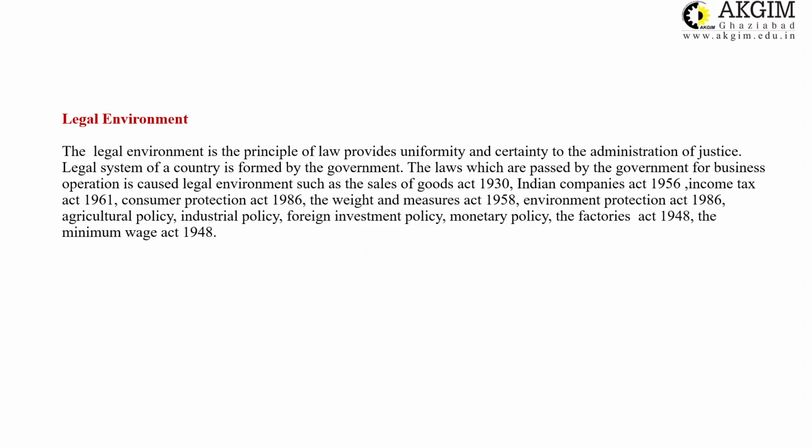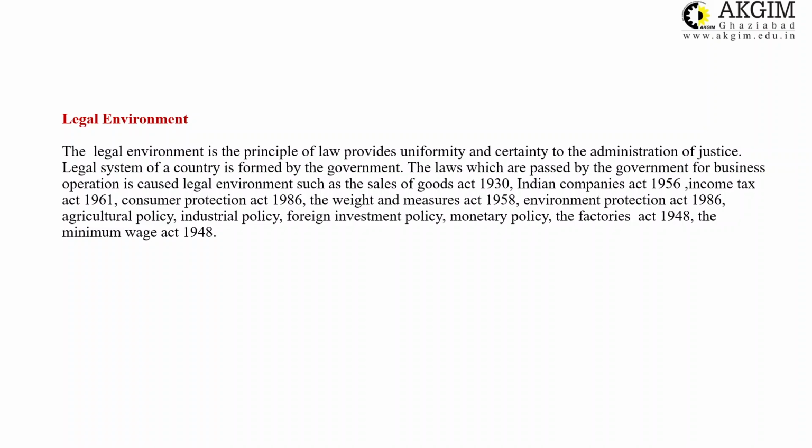For example, there are various laws which are passed by the government for business operations. It includes the Sale of Goods Act, Indian Companies Act, Income Tax Act, Consumer Protection Act, Weights and Measures Act, Environment Protection Act, Agriculture Policy, Industrial Policy, Foreign Investment Policy, Factories Act, Minimum Wages Act. So if any foreign company wants to do business in our country, they have to obey all the laws given by the government of our country.